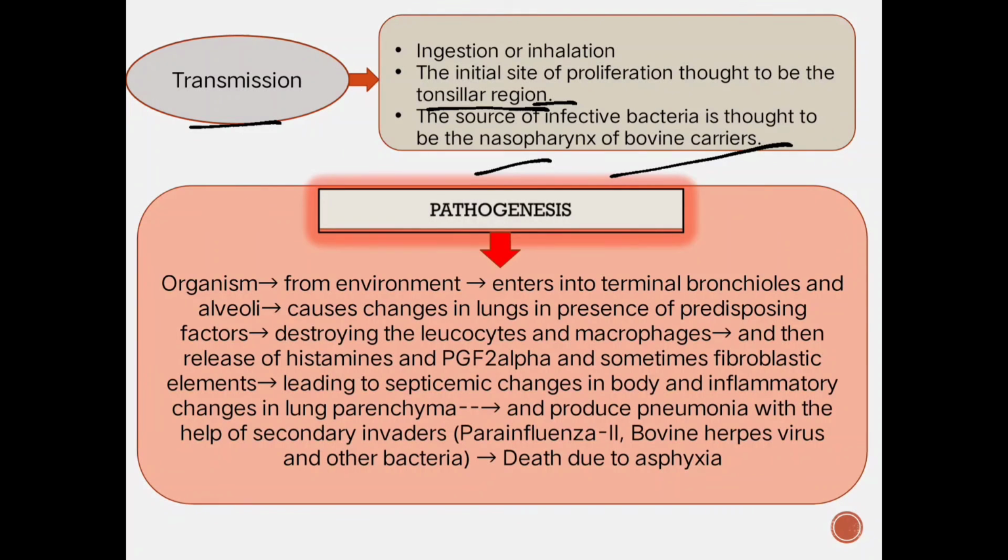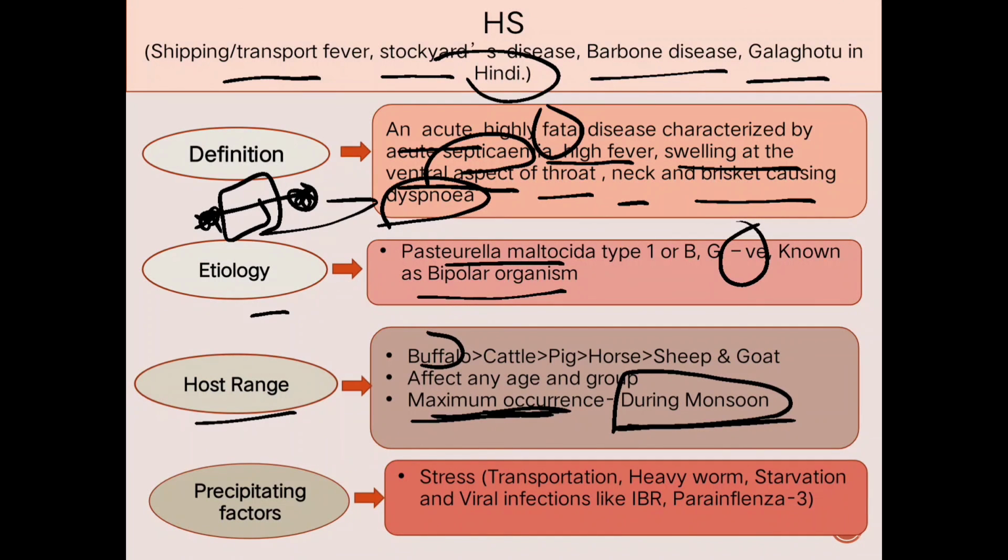They will lead to inflammatory and pneumonic changes because of the secondary invaders like parainfluenza and bovine herpes virus, and the etiological agent gets transmitted through ingestion or inhalation. It is an acute, highly fatal disease caused by Pasteurella multocida, in which there will be septicemia and high fever, swelling at the ventral aspect of the throat, and it is a bipolar organism. The host range is mainly buffalo, and it occurs during monsoon.